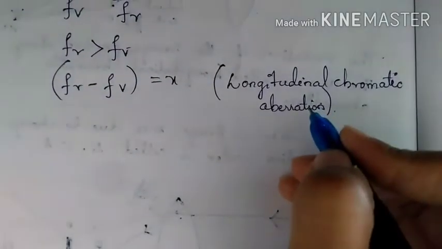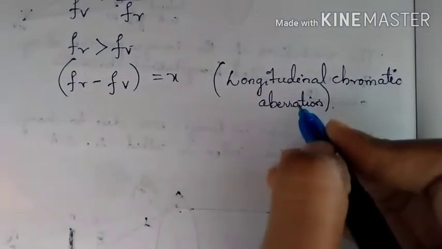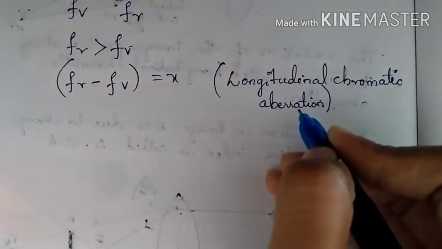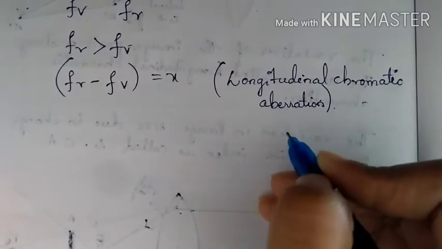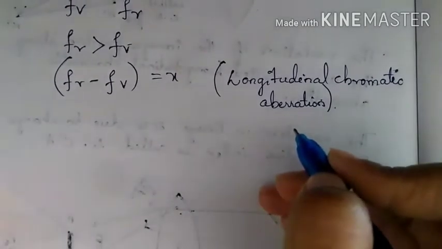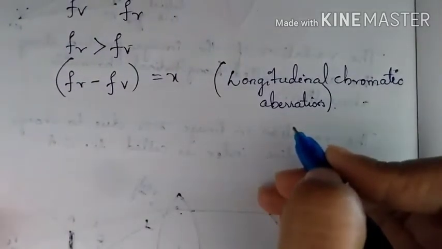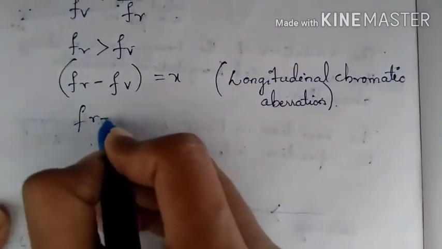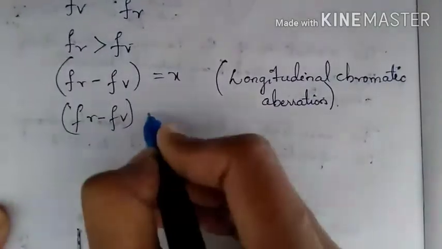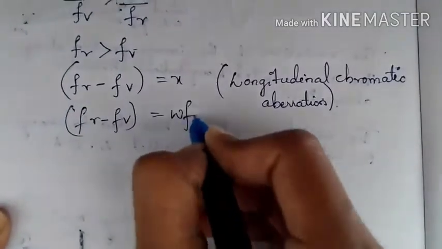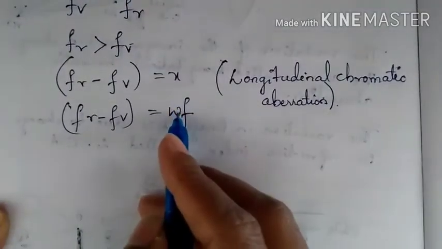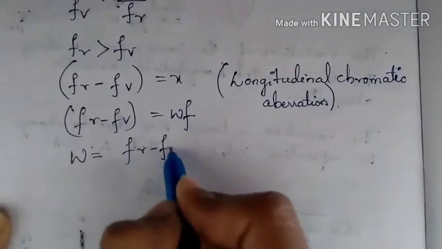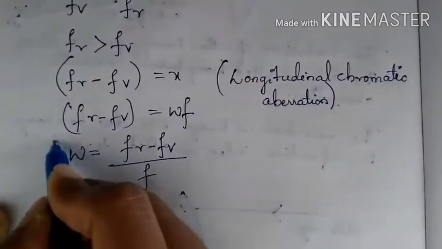So FR minus FV will give you the longitudinal chromatic aberration. Now FR minus FV can be written as omega F. So what will be omega? Omega will be FR minus FV divided by F.